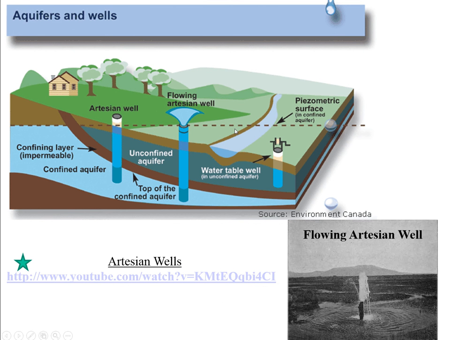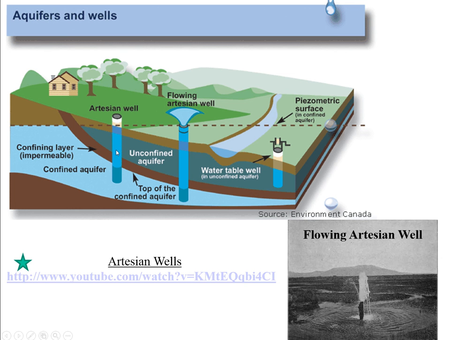So now we're going to talk about some wells. There's different types of wells because we have different types of aquifers. This is what we call an unconfined aquifer. The aquifer is exposed, it's directly infiltrated all along its length, whereas this down here is a confined aquifer. There is a confining layer above it and below it, and so it actually is under pressure.